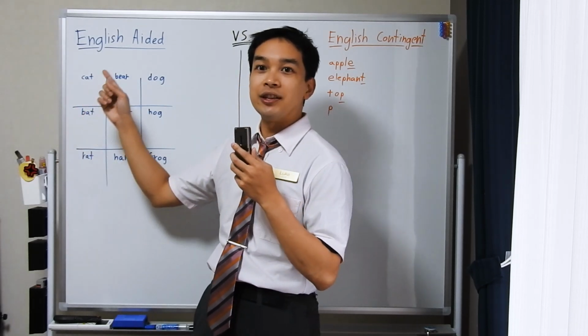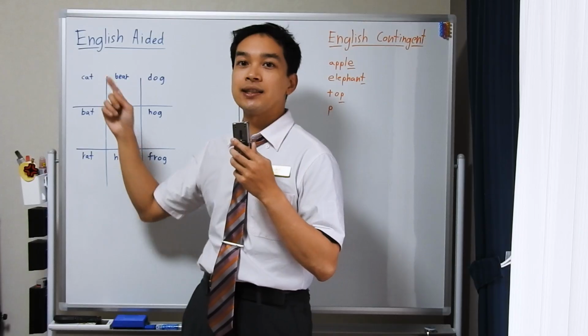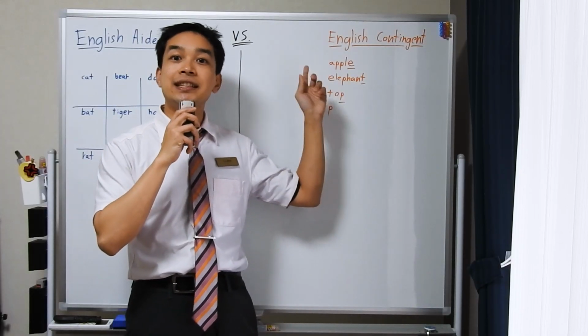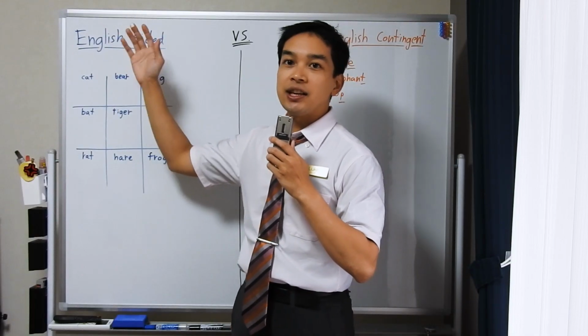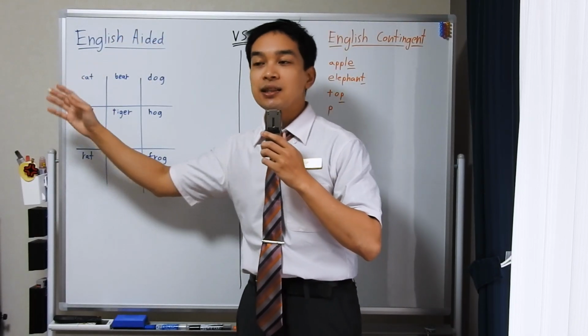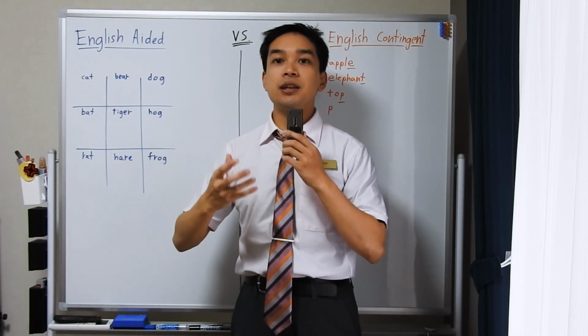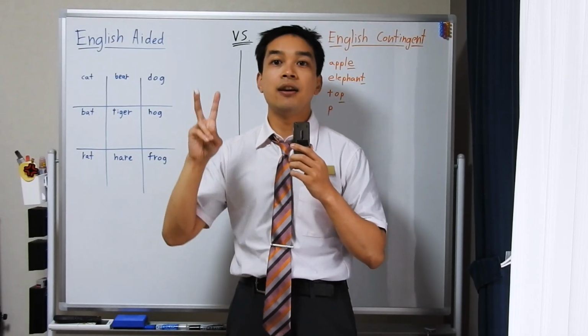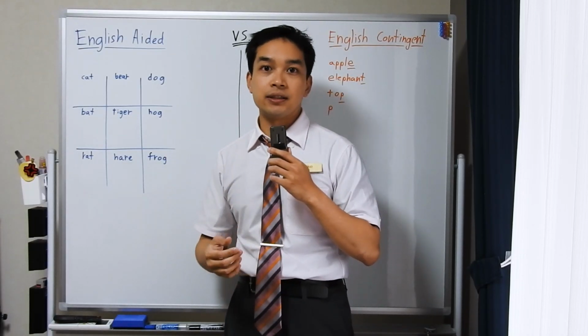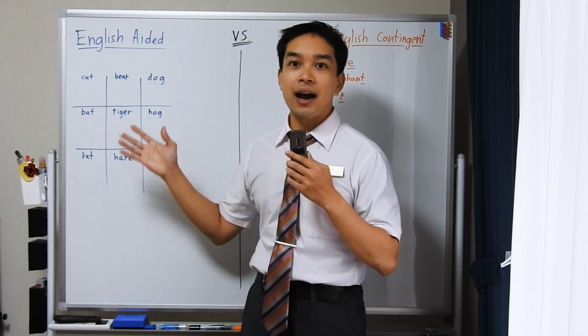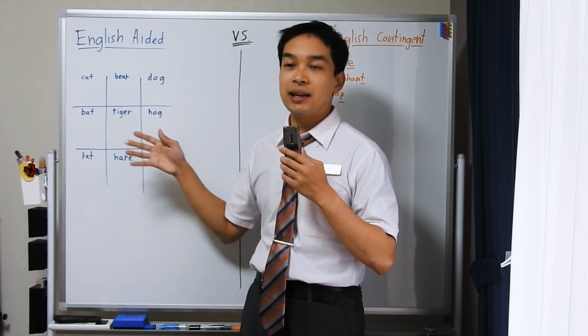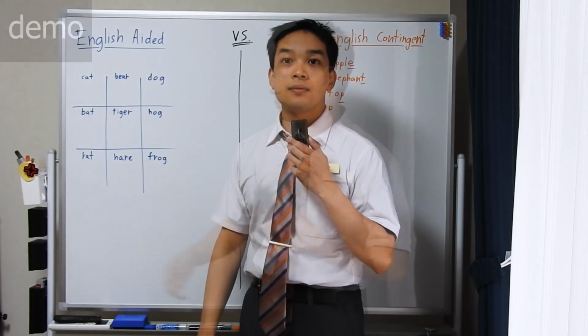On the right, we have English-aided activities, and on the left, we have English-contingent activities. Now, what does that mean? Well, let's start with English-aided activities. English-aided simply means that English is being used to enhance the fun of your activities. Now, what does that look like? So it's better to look at a demo of how an English-aided activity plays out in the classroom.